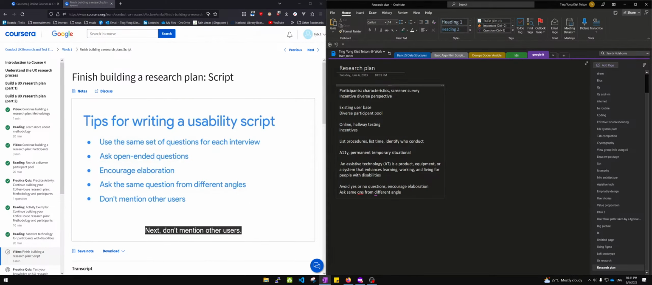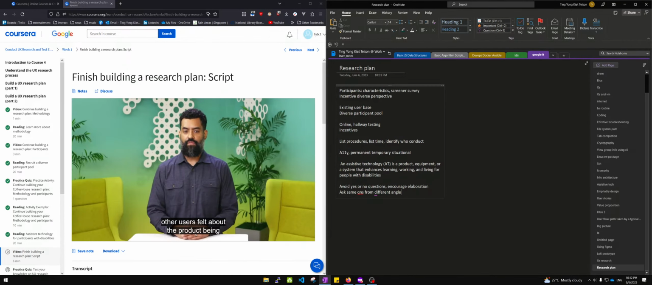Next, don't mention other users. Mentioning other users sets up possible privacy violations, and discussing how other users felt about the product being tested could bias the answers from your current participant.